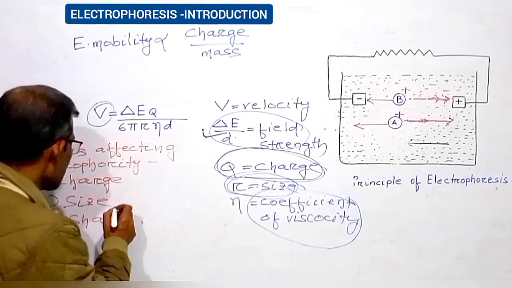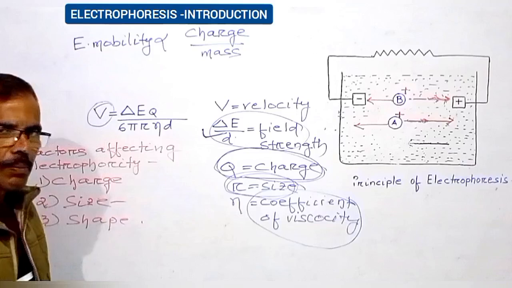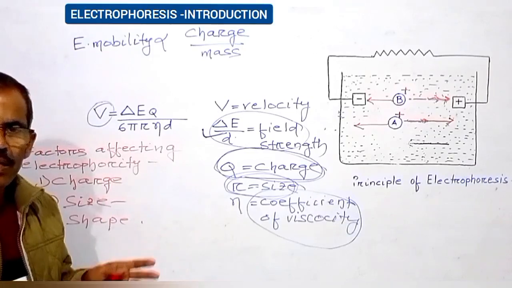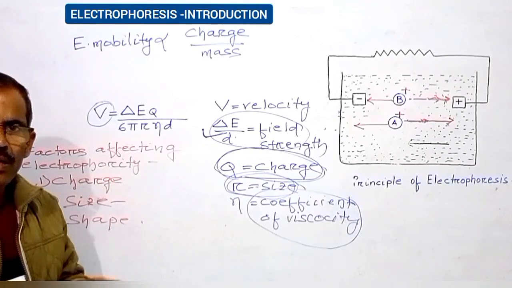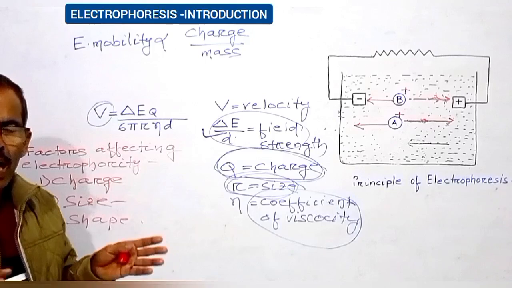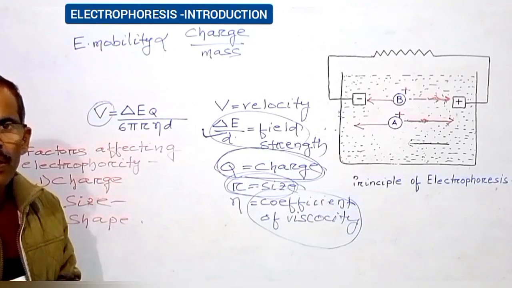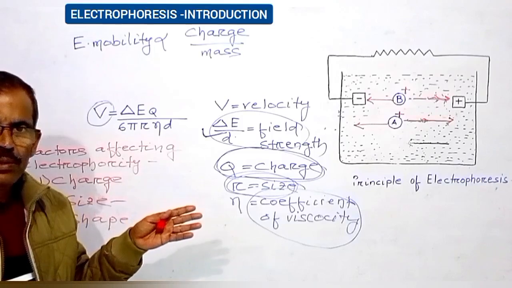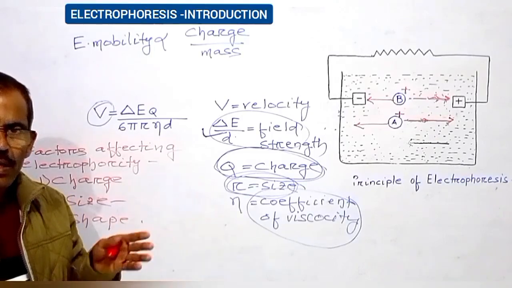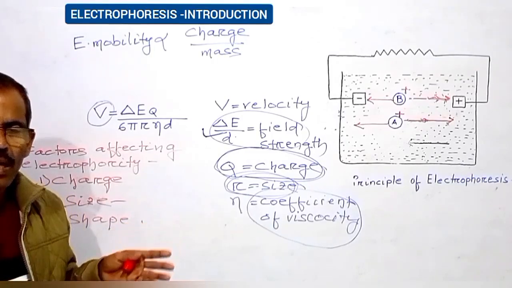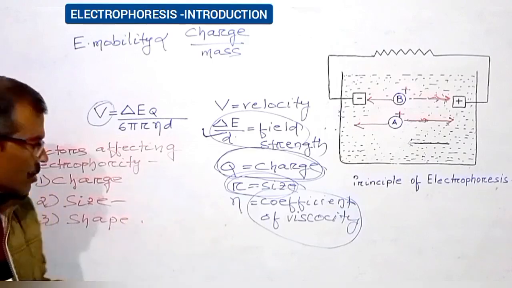The second factor is size. The bigger the molecule, the greater is the frictional and electrostatic force acted upon it by the suspension medium. Consequently, bigger molecules have smaller electrophoretic mobility as compared to small molecules.